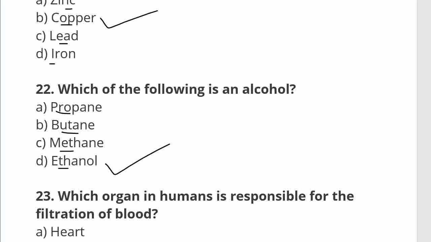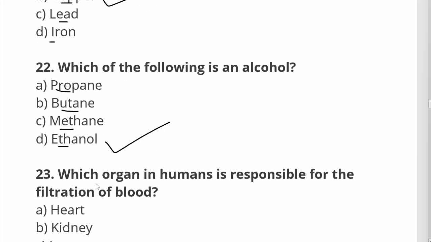Ethanol C2H5OH is an alcohol characterized by the presence of a hydroxyl group OH attached to the carbon atom. It is widely used in beverages, disinfectants, and as a biofuel.